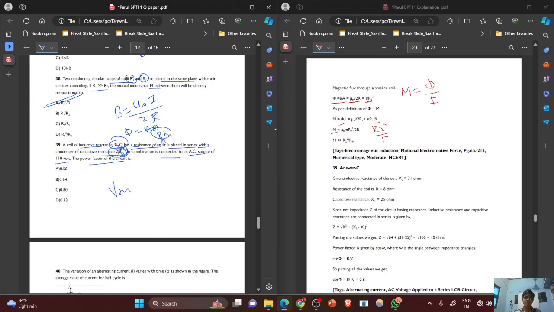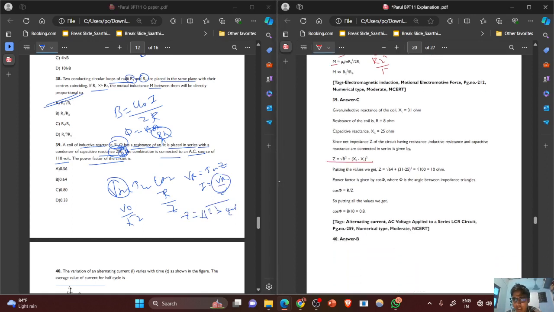You know power factor: VRMS, IRMS, cos phi. Cos phi is simply R by Z. VRMS you can calculate as V naught by root 2. VRMS equals IRMS into Z, so IRMS equals VRMS by Z. Z can be calculated as the under root of R square plus XL minus XC whole square. So just do the calculation. As you can see in the solution, we calculate the Z.